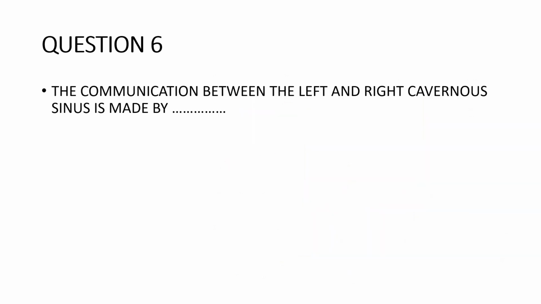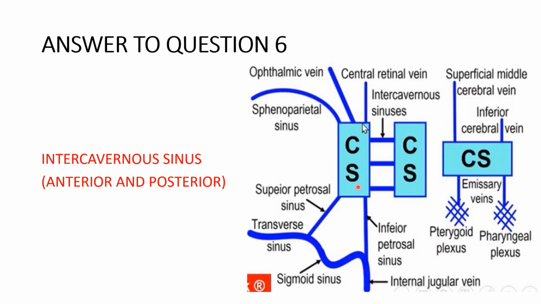Question 6. The communication between the left and the right cavernous sinus is made by what? Still looking at this diagram, this is the right cavernous sinus, and this is the left cavernous sinus. You can see these interconnections between the two cavernous sinuses. These are called the intercavernous sinuses. They connect the two cavernous sinuses together. We have the anterior and the posterior intercavernous sinus.